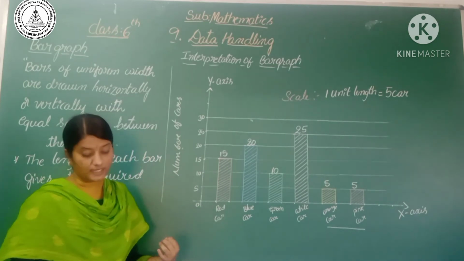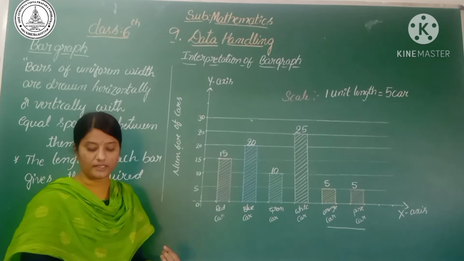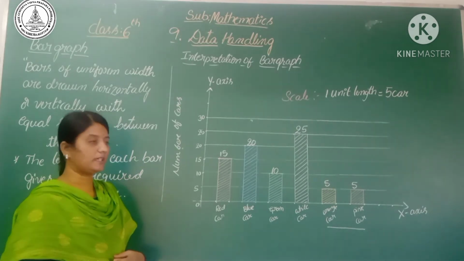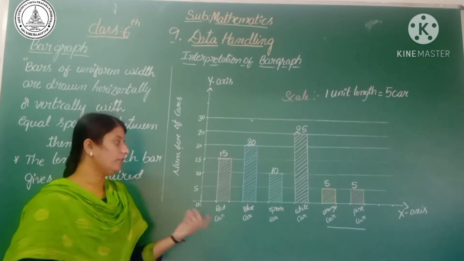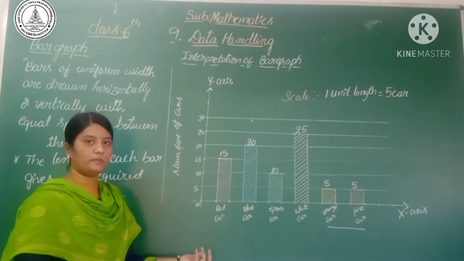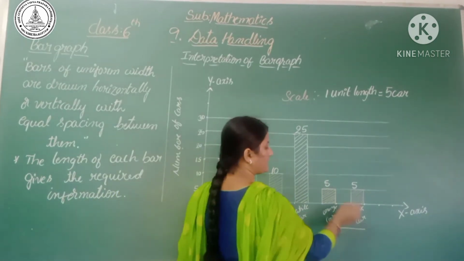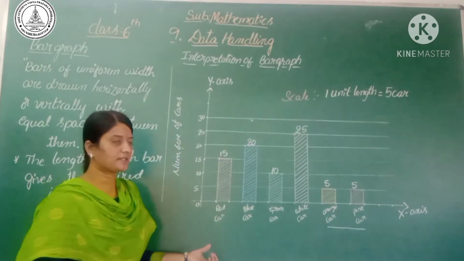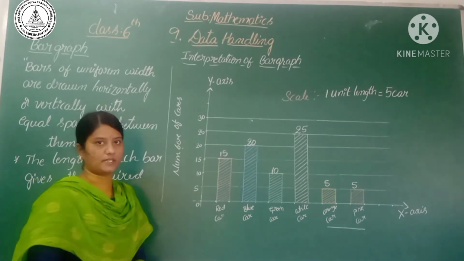And then the second question: how many different types of car colors are available in the society? So how many different colors of cars can we see in the society? See here, 1, 2, 3, 4, 5, 6. There are 6 colors of cars available in the society.